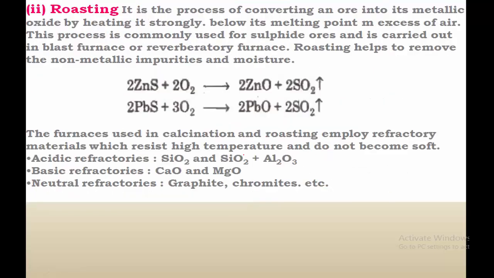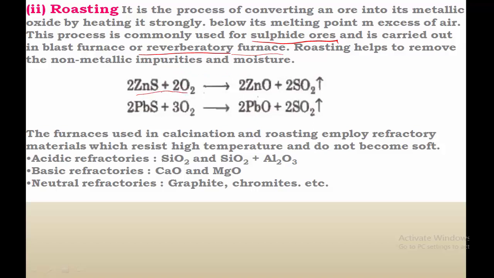Then the second one is roasting. Here it is the process of converting an ore into its metallic oxide by heating it strongly below its melting point in excess of air. Means in presence of excess of air, we will heat the ore to convert that into oxide, and it is mainly carried out for sulfide ores. It takes place in reverberatory furnace or blast furnace, and this also removes the non-metallic impurities, moisture, organic matter, all those things.